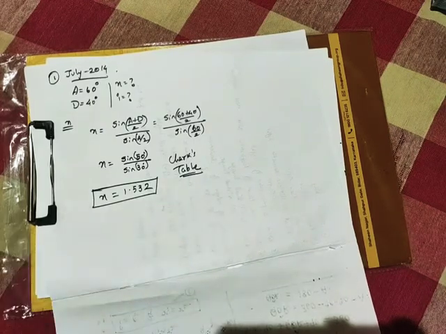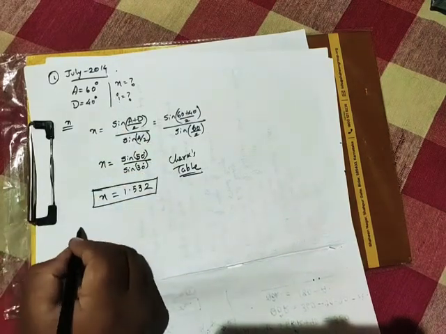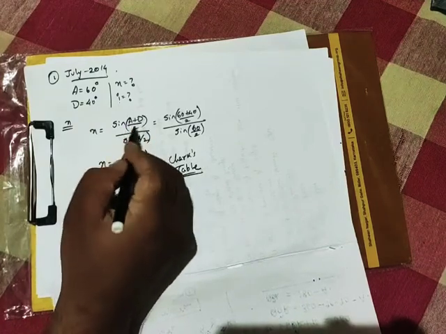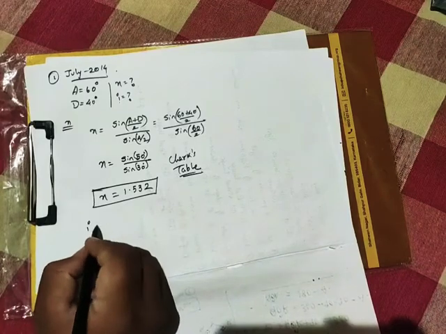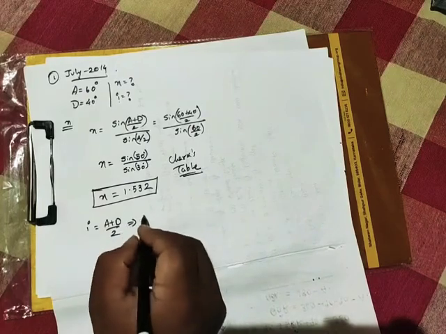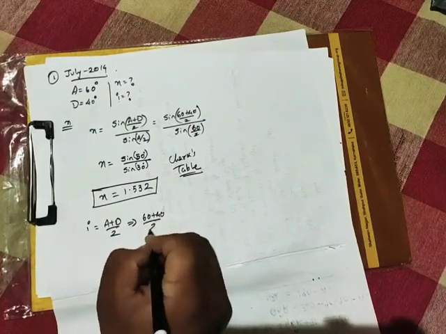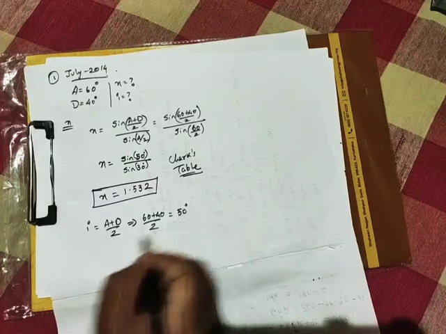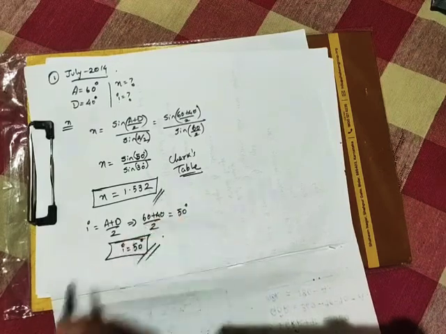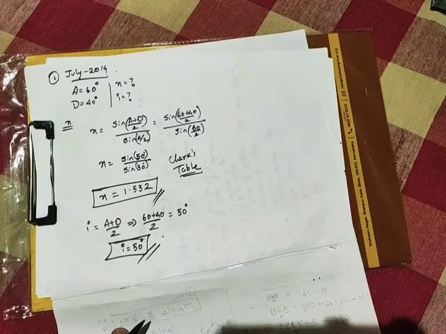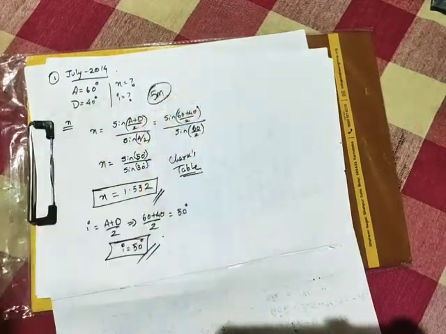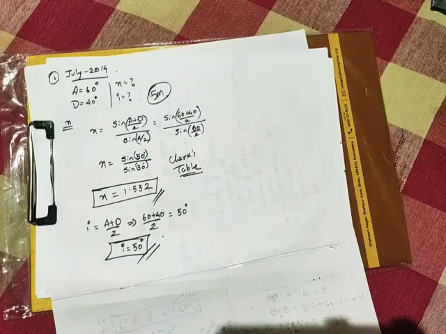Clear? Then next thing he has told, find I. We know that in this N equals sin A by sin R, I's place is being taken by A plus D by 2. So I can be written as A plus D by 2, that is 60 plus 40 by 2, that is 50 degree. So I equals 50 degree. So this is your solution for a simple problem in July 2014. It was given as a 5 marker, although it does not look like 5 marker, really simple.